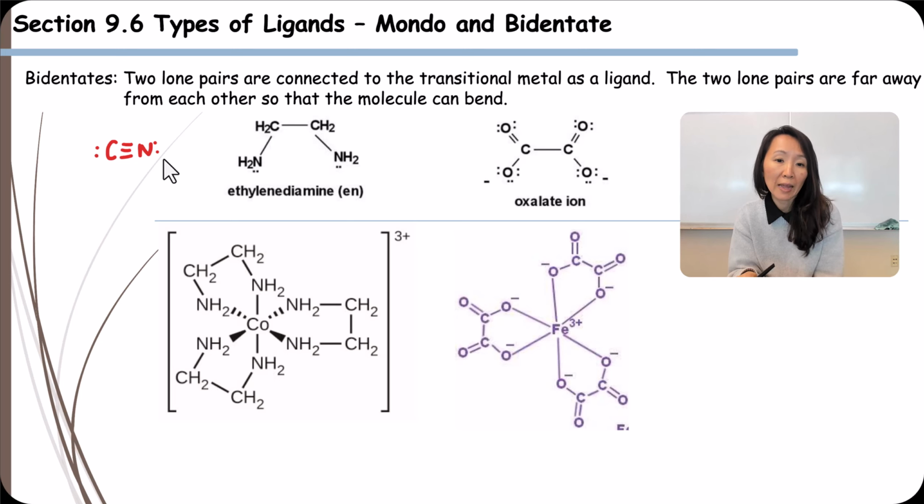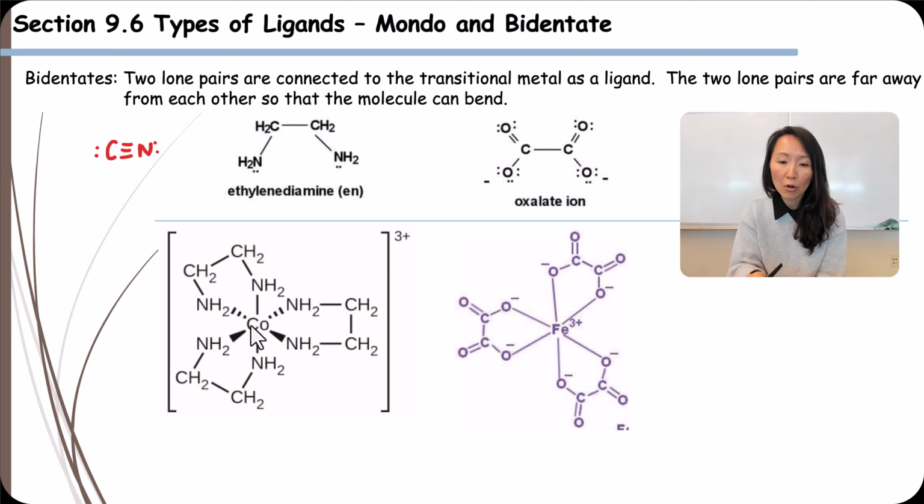to form a ligand with the transition metal. But something like ethylene diamine and oxalate ion, because they have the ability to bend and the lone pairs are far away from each other, both of these guys can bend to the transition metal.